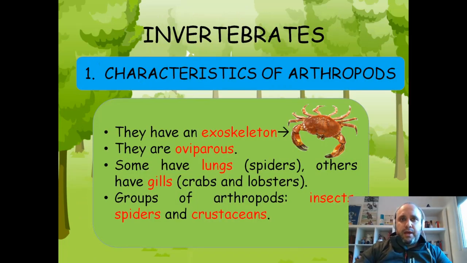So, group number 1, arthropods. They have an exoskeleton outside their bodies, and to protect their bodies, they have this exoskeleton. They are oviparous, they lay eggs. Some of them have lungs, like the spiders. Some others have gills, like crabs and lobsters. And there are like 3 groups of arthropods: insects, spiders, and crustaceans.